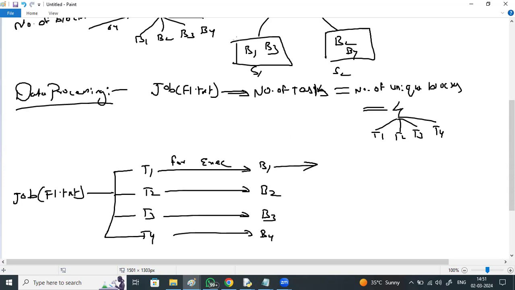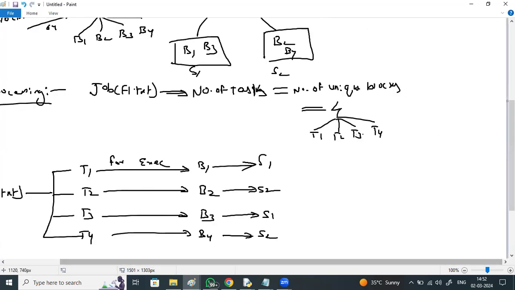Everyone, try to respond. I want the sessions to be interactive. Who can execute T1? S1 only. T2 task? S2. T3? T4? S2. If you observe here, S1 is there, S2, two systems. S1 should execute T1 and T3. S2 should execute what? S2 should execute T2 and T4.